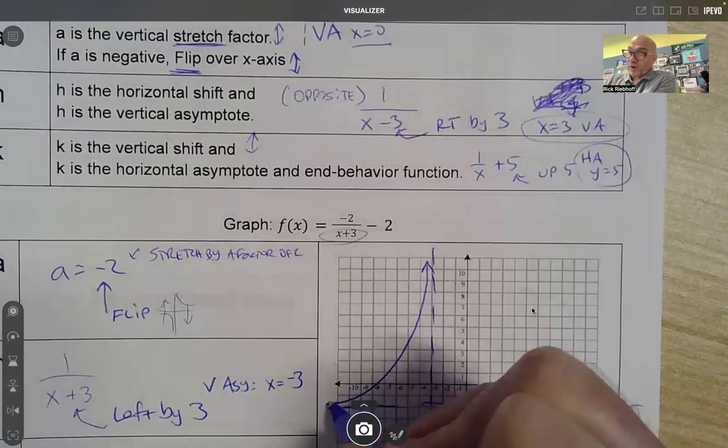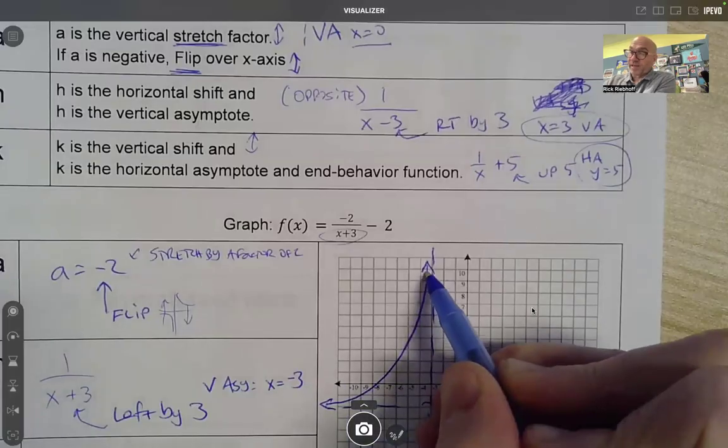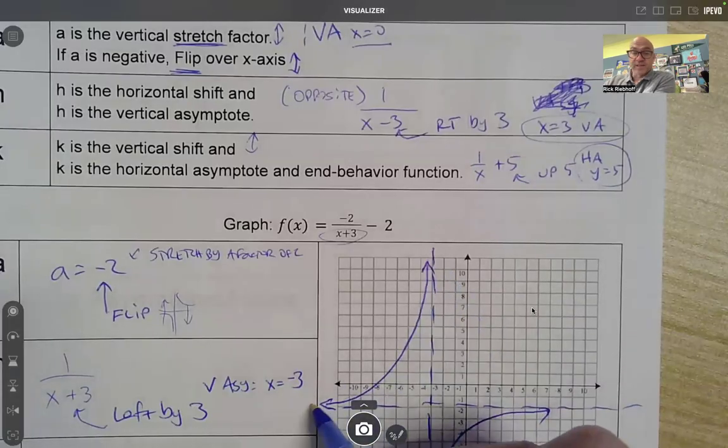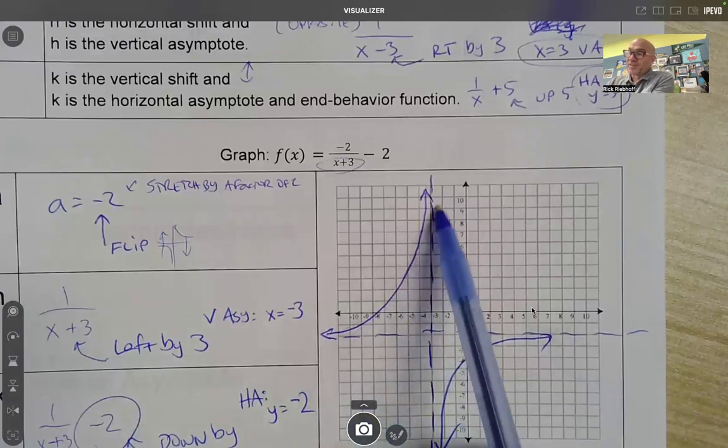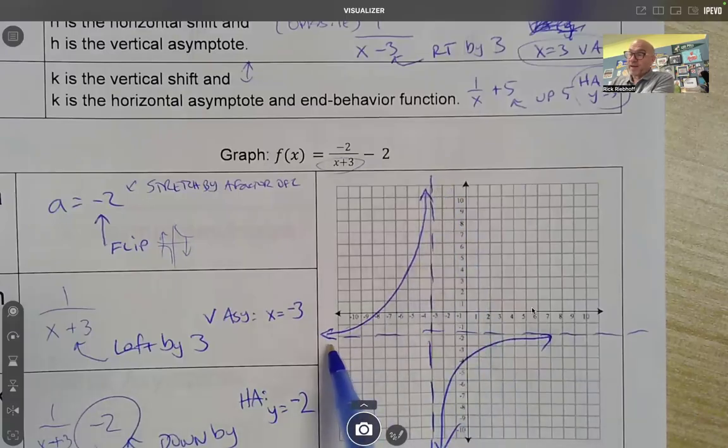Okay, notice when I draw these, I'm making it look like it's getting closer and closer to the asymptote here and closer to this asymptote here, right?